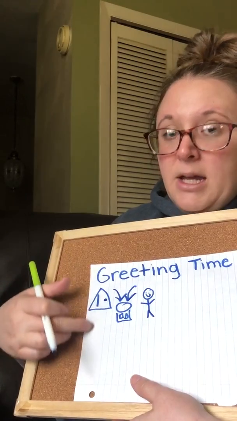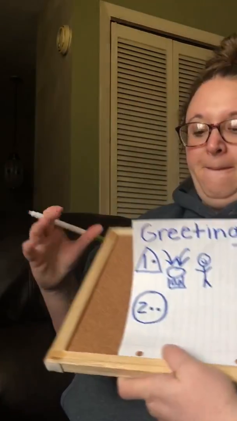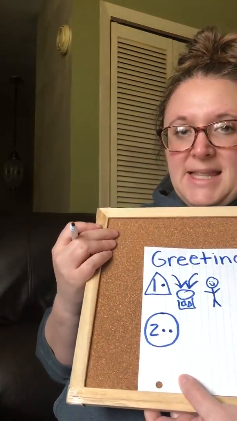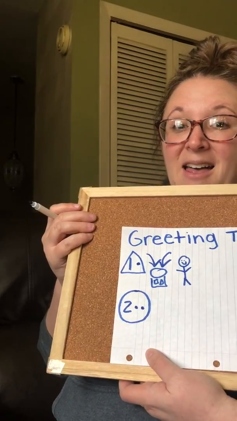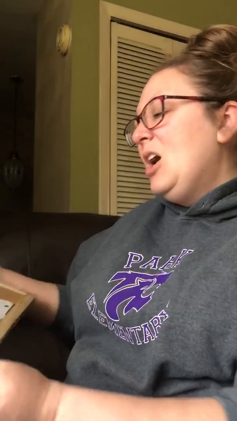Okay, so number 1, 2. Number 2. 1, 2. What shape do you think we'll draw? This shape has 0 sides to it. What shape is that? It's a circle. You got it. Okay.